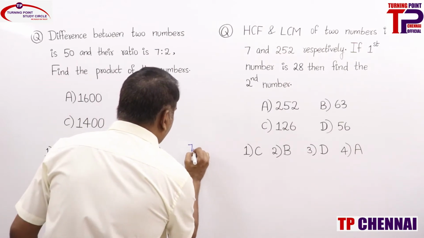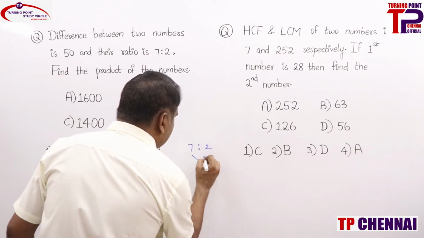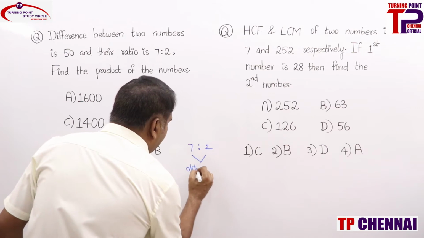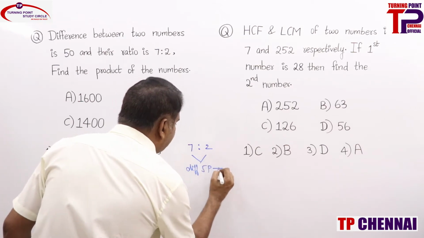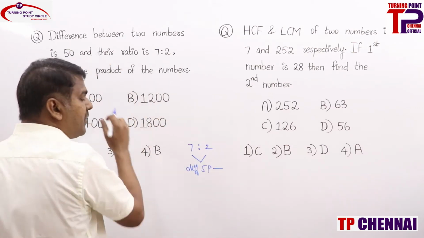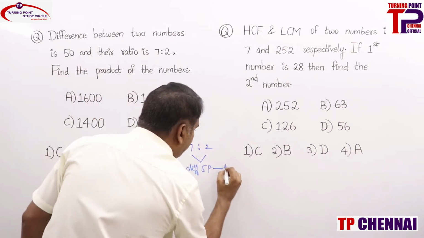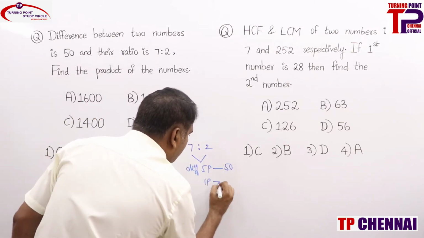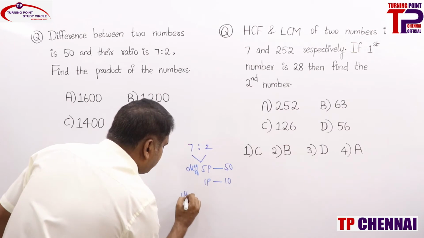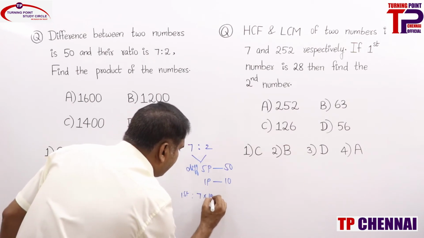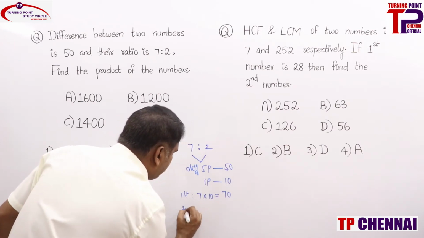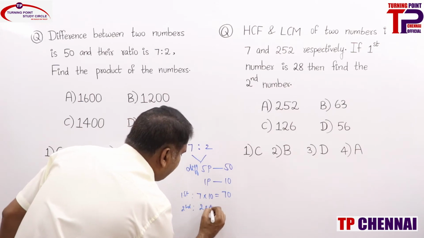What is the ratio being given? 7:2. How much is the difference? 5 parts. 5 parts is equal to how much is given, ma? Difference between the two numbers? 50. Then 1 part is equal to how much? 10. So the first number will be 7 into 10, 70. Second number, how much? 2 into 10, 20.